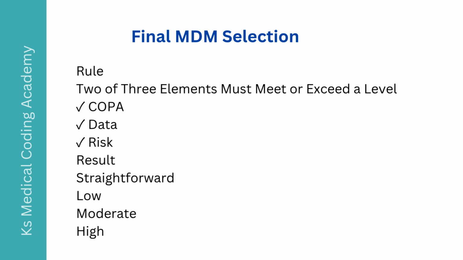This element looks at the patient's conditions and the complexity involved in managing them. Minimal COPA represents the lowest level of problem complexity. These encounters usually involve simple, self-limited conditions that require minimal evaluation and management. Low-complexity problems typically involve stable chronic conditions or uncomplicated acute illnesses. These encounters require some clinical decision-making, but the overall patient risk remains low.